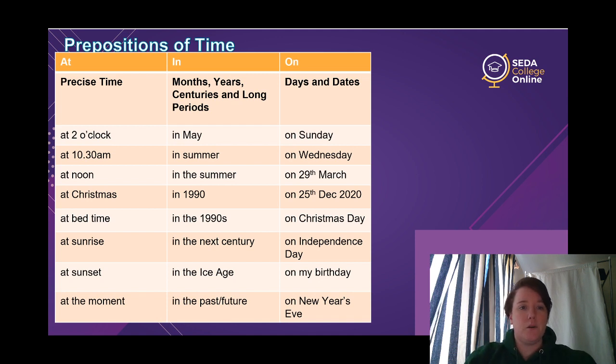Let's see, guys. We use at for precise time. So at 2 o'clock, that's precise. At 10:30 a.m., at noon, which is 12, at Christmas. So we use at Christmas. At bedtime, at sunrise, at sunset, at the moment. We say at the moment. There's something people use and I can't remember what it is. Oh, I know what it is. It's just entered my head.